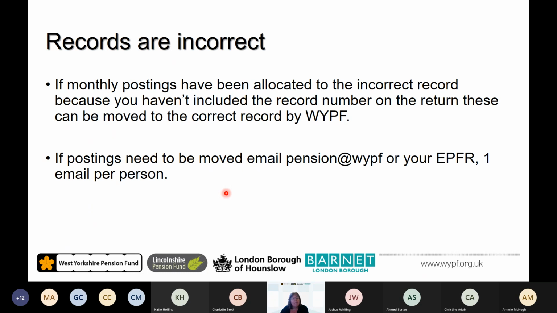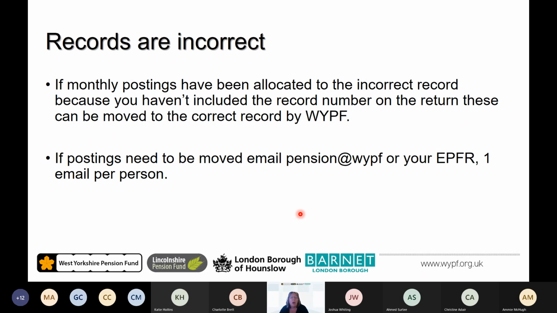Now, occasionally we find that records get a bit mixed up. So if the postings have gone on to the incorrect record, because you haven't included the record number on the monthly return, you will need to contact us so that we can physically move it across. There's nothing you can do via the work trays on those ones. So if they need moving, please contact your PFR.